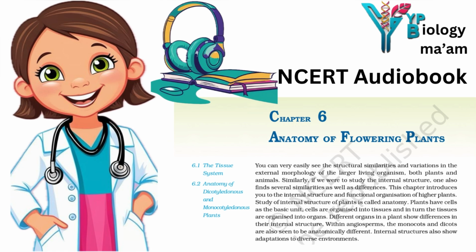Phloem transports food materials, usually from leaves to other parts of the plants. Phloem in angiosperms is composed of sieve tube elements, companion cells, phloem parenchyma, and phloem fibers. Gymnosperms have albuminous cells and sieve cells. They lack sieve tubes and companion cells.